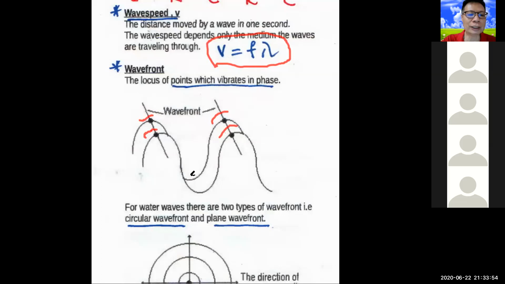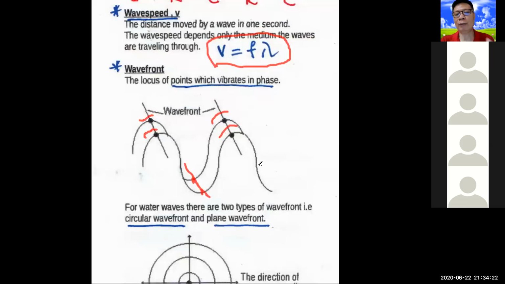Or you can join also the troughs. This is a trough, this is another trough. So you draw a line to join them up. Now this line also can be a wave front. In other words, wave front is a line joining up all the points vibrating in the same direction. You join them up in the same direction, you call it wave front.